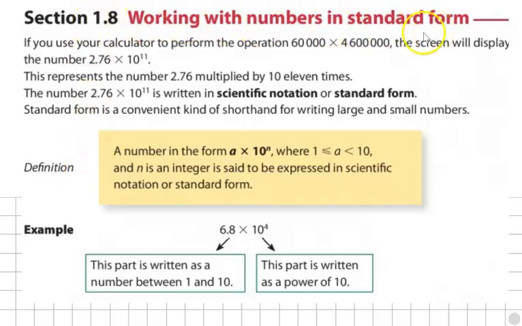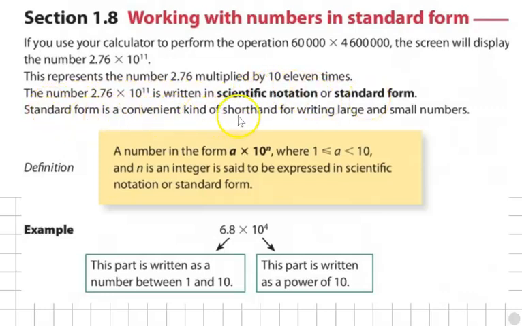Working with numbers in standard form. If you use your calculator to perform the operation 60,000 multiplied by 4,600,000, the screen will display the number 2.76 times 10 to the power of 11. This represents the number 2.76 multiplied by 10, 11 times. The number 2.76 times 10 to the power of 11 is written in scientific notation or standard form.